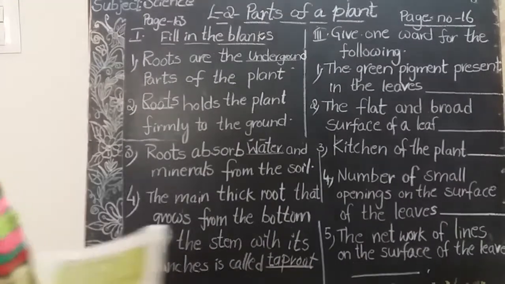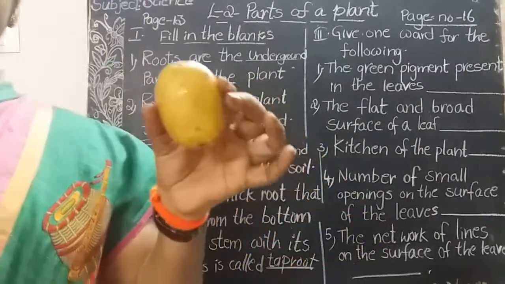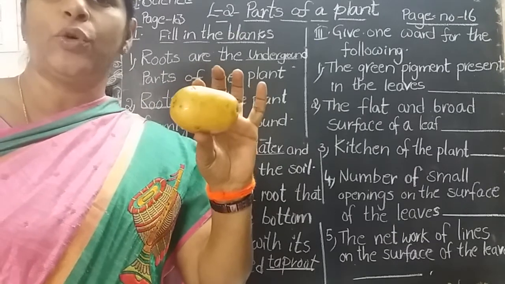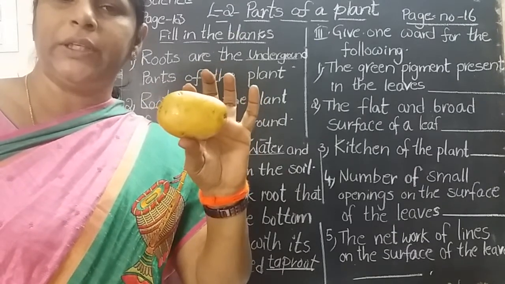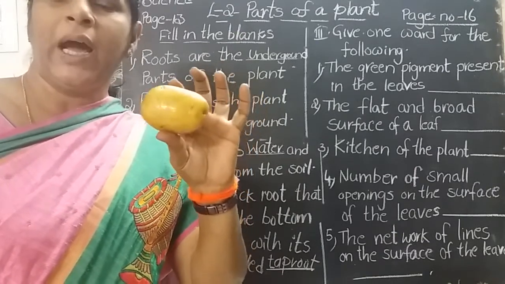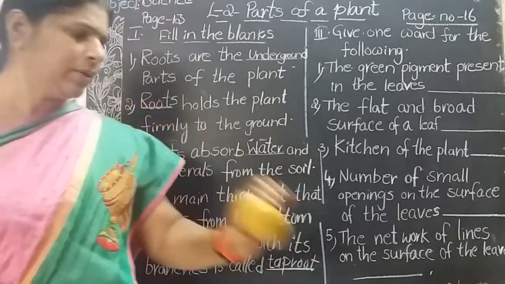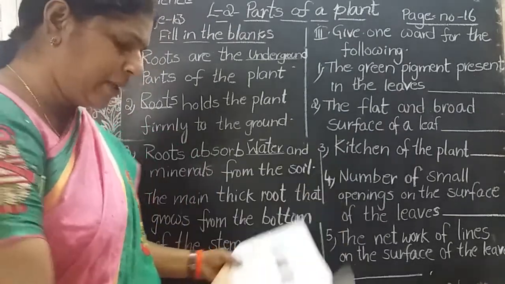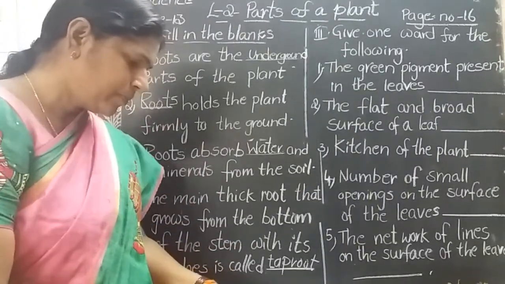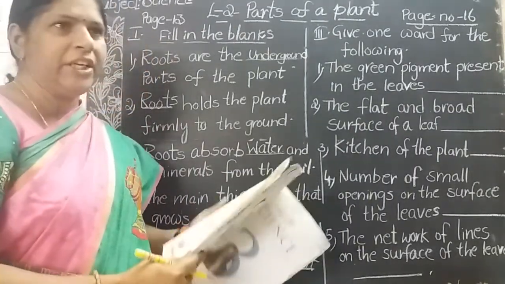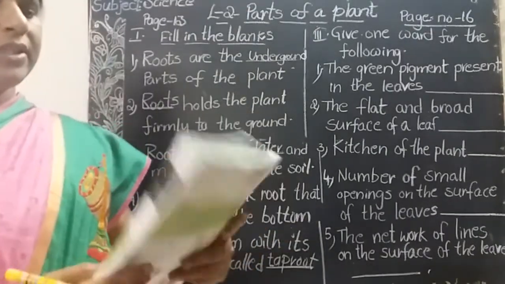Okay, see here, potato plants store food in their stems only. This is a stem vegetable, an underground modified stem vegetable. Is it clear, amma? Okay, now page number 16. Page number 16, open.